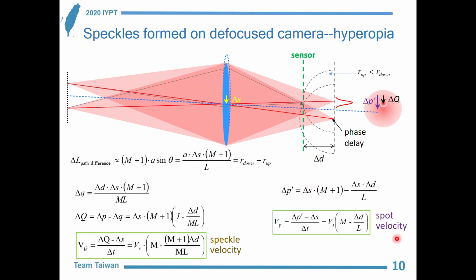And then in this slide, we consider the other case, where speckles are formed on the focus camera with the image plane of the object behind the sensor, like hyperopia. The formulas describing the speckle and spot movements can be derived in a similar way as we did in the previous slide. The formula used in this case just has a negative sign like this.